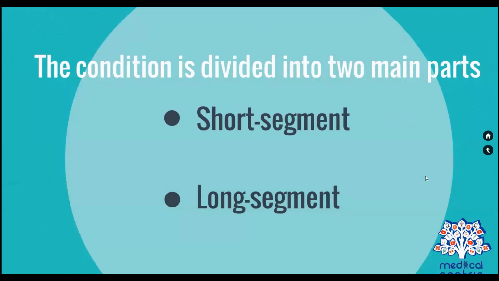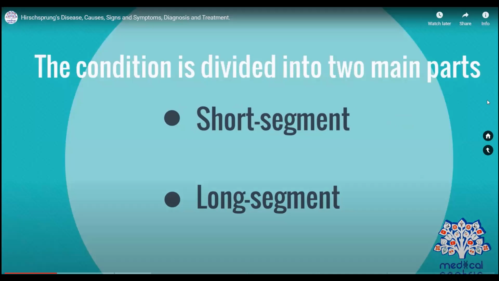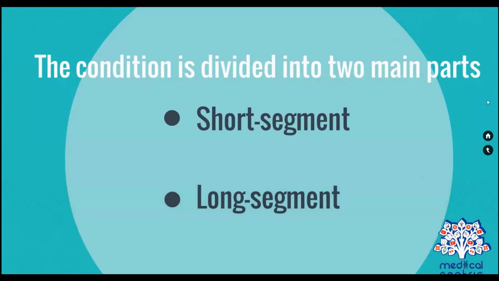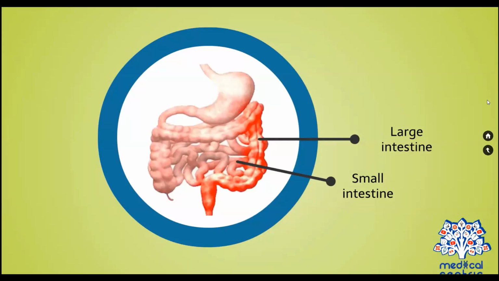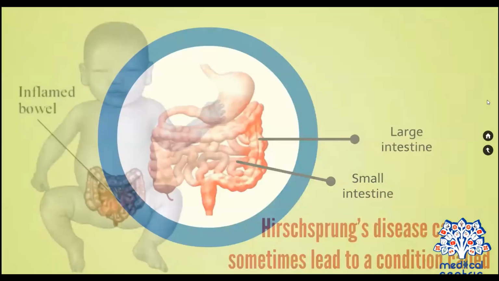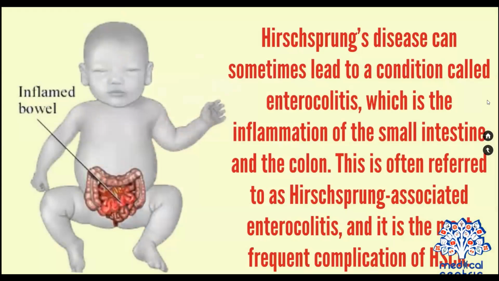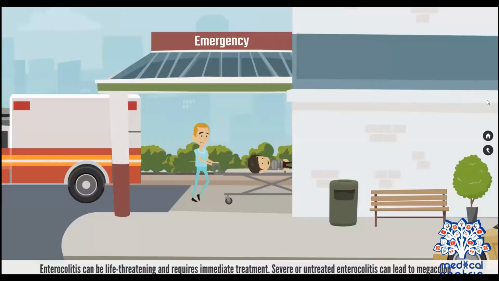The condition is divided into two main parts, short segment and long segment, depending on how much of the bowel is affected. The condition majorly affects the large intestine, or colon, but rarely the small intestine may be affected. Hirschsprung's disease can sometimes lead to a condition called enterocolitis, which is the inflammation of the small intestine and the colon. This is often referred to as Hirschsprung-associated enterocolitis, and is the most frequent complication of HSCR. Enterocolitis can be life-threatening and requires immediate treatment. Severe or untreated enterocolitis can lead to megacolon.